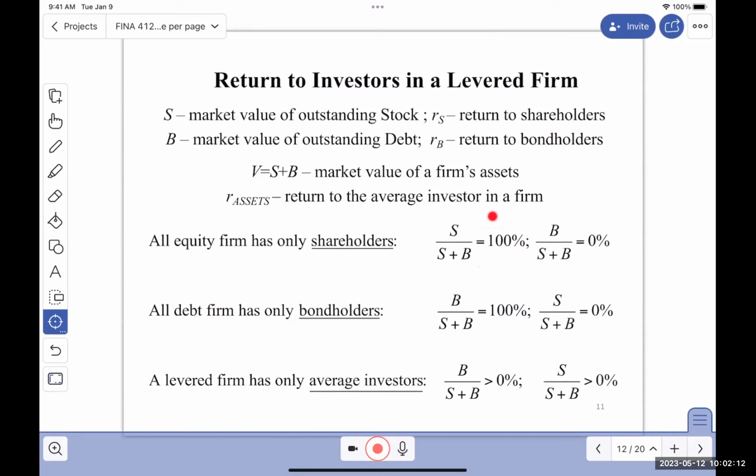If it's an all equity firm, this ratio is 100%, and the debt ratio is 0. If it's an all debt firm, debt ratio is 100%, and this is 0. But for a levered firm, the average investor is invested partly in debt and partly in equity. These are the ratios, and they're both positive. So the average investor is like a representative. It might not exist. The person might not exist. It's just a theoretical concept of an individual who is invested in the firm, just like the firm is financed with these same ratios.